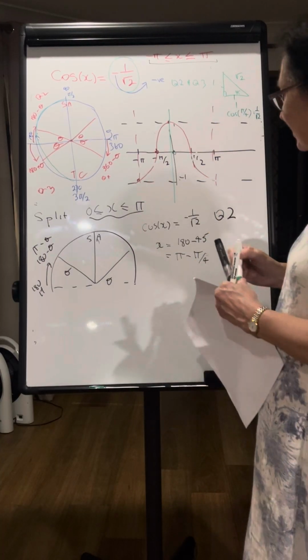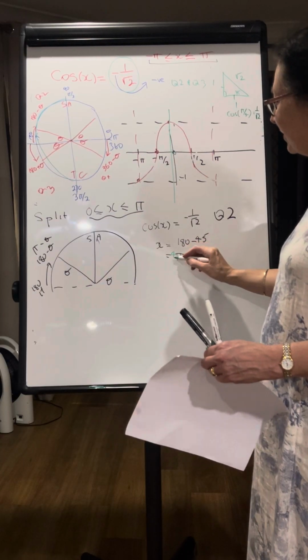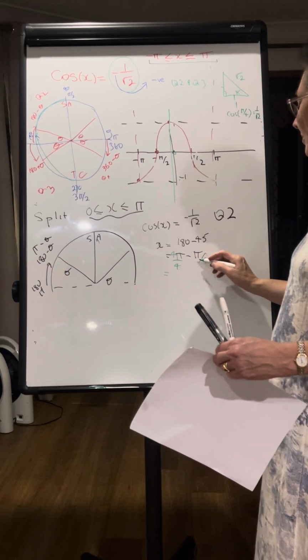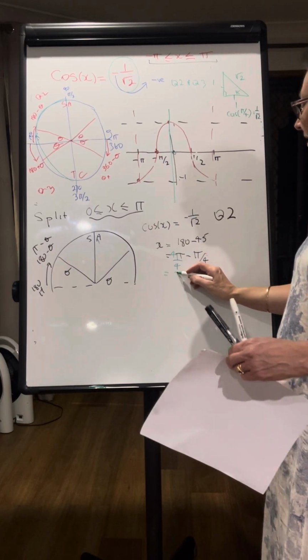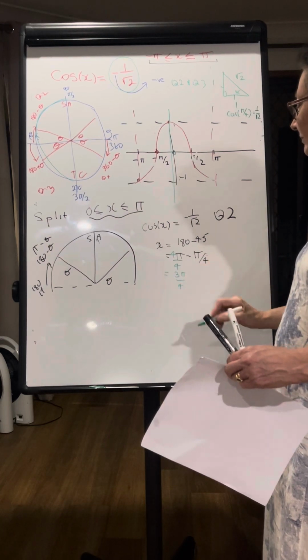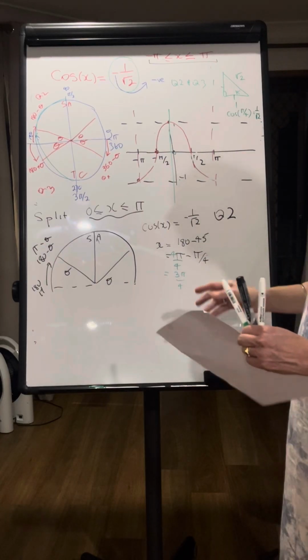This is just fractions. If the denominators are 4, we just make that pi into 4 pi over 4. And 4 pi over 4 minus pi over 4 is simply 3 pi over 4. And that's your first solution. Now that's only from 0 to pi.